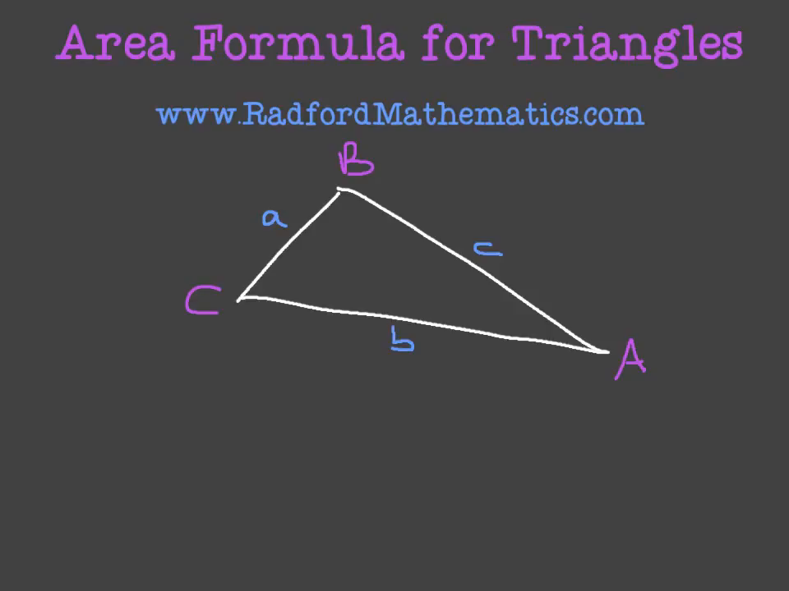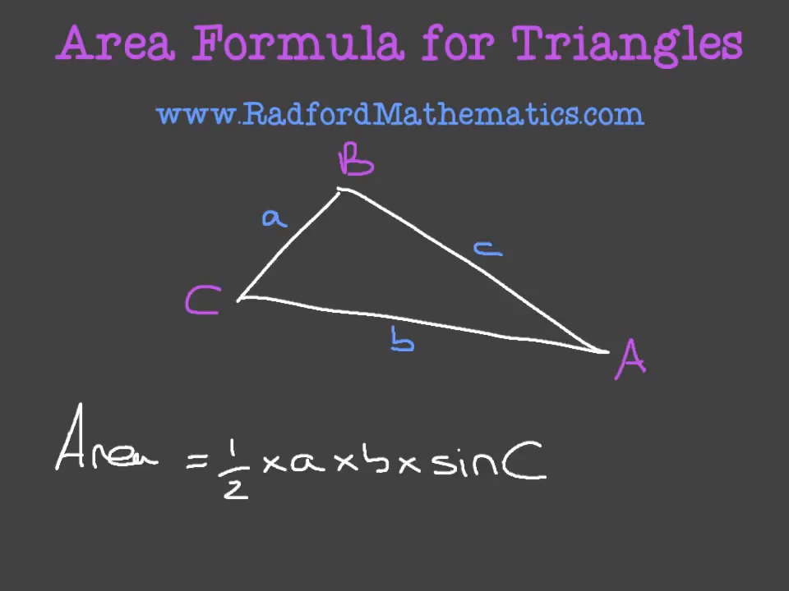Now, the formula for calculating the area of a triangle is often written like this. Area is equal to 1/2 times A times B times sine of the angle C. Now, rather than memorizing this in terms of A, B, and sine C, I think it's much better to really understand what this formula is telling us.